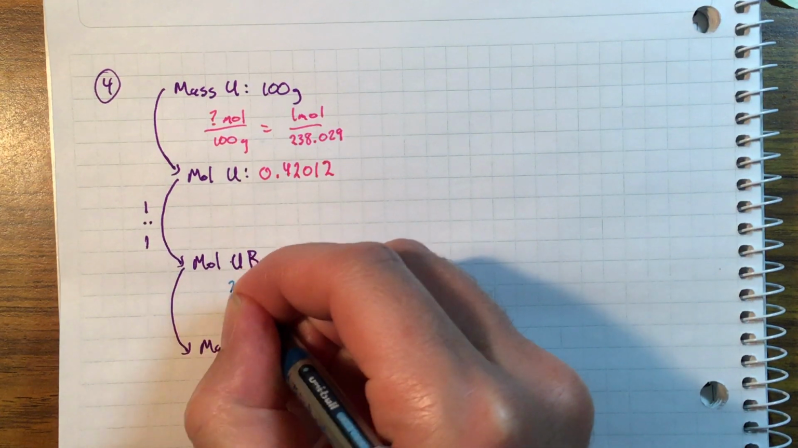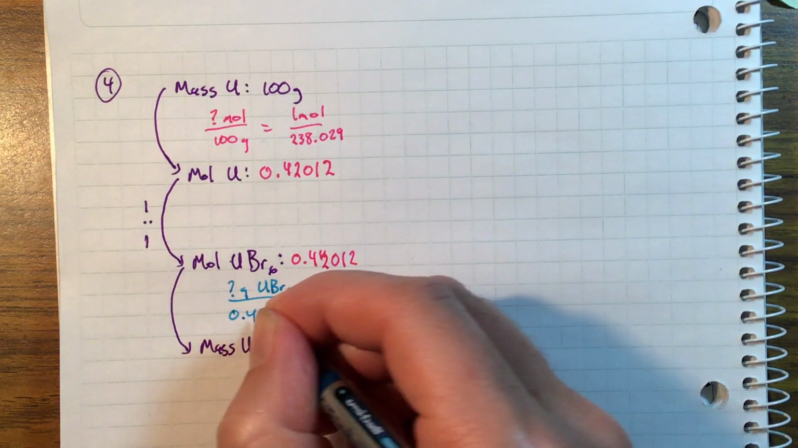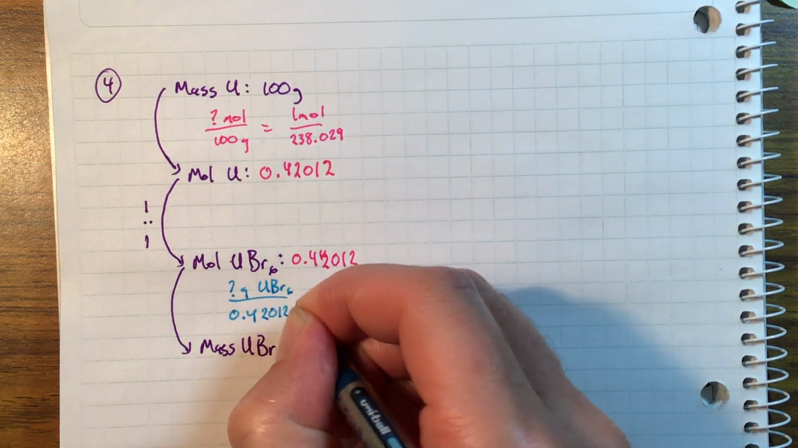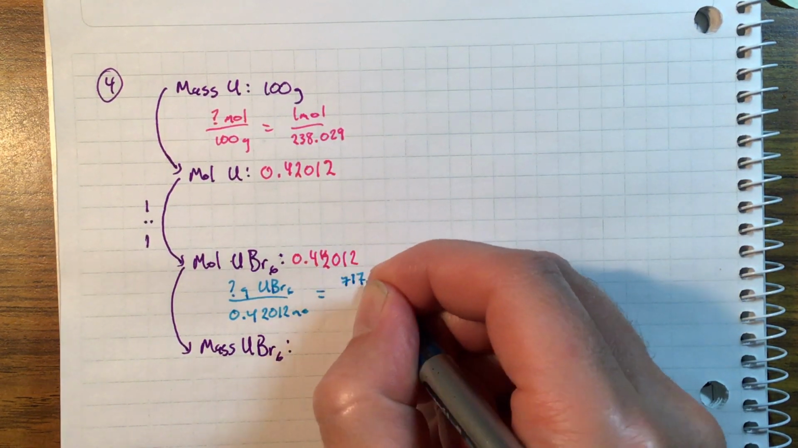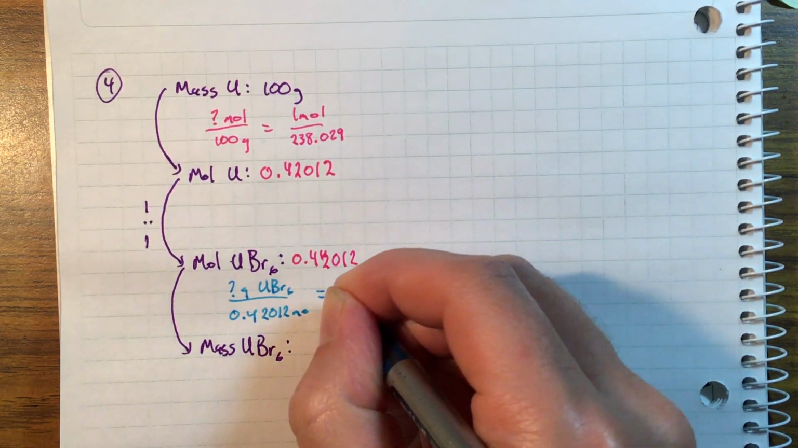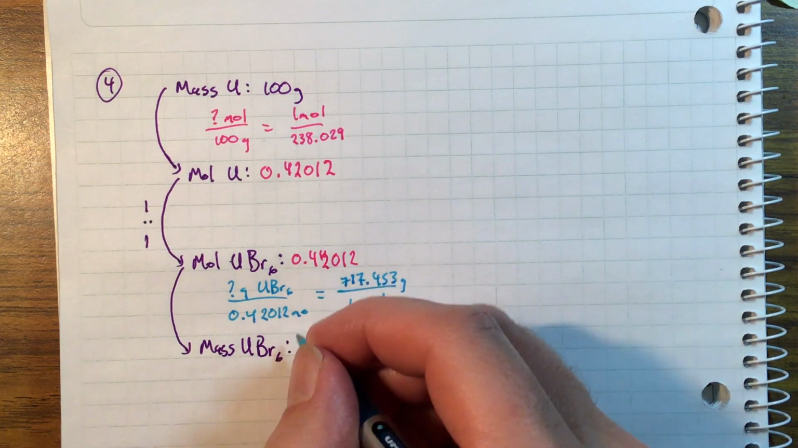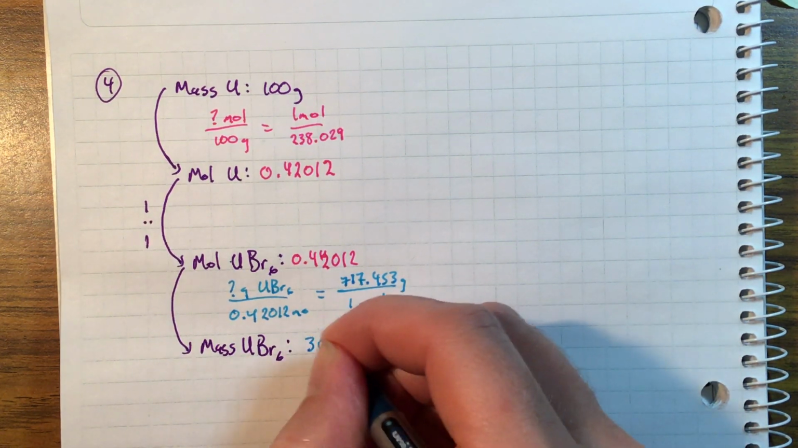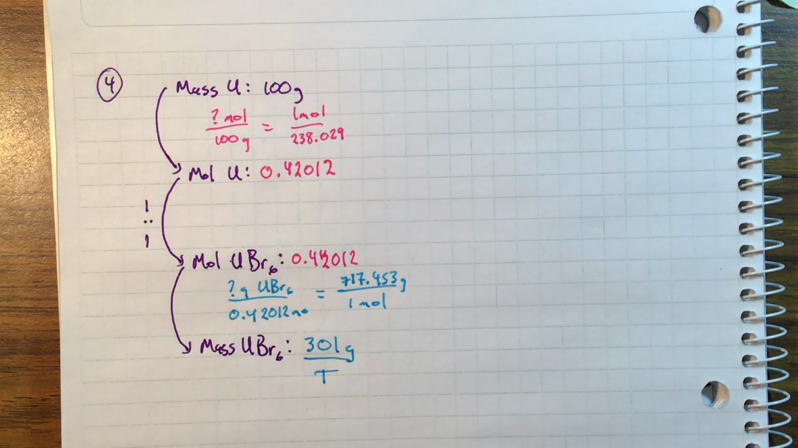Then we're going to do how many grams of UBr6 in 0.42012 moles if there are 717.453 grams in 1 mole. So we take that number, we times by 717.453. It would be 301 grams. That's our theoretical amount. Now we can do our percent yield.